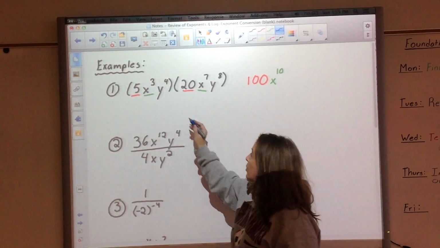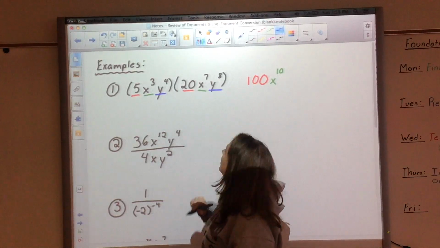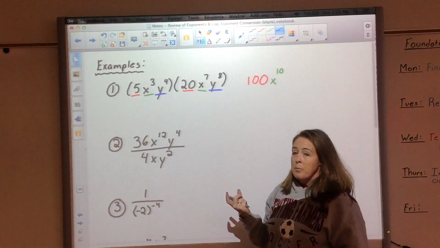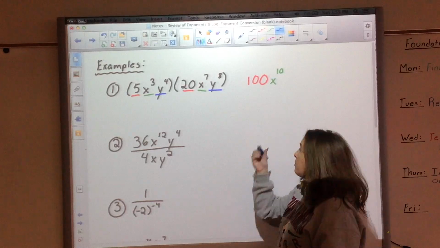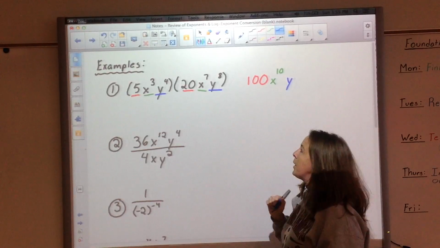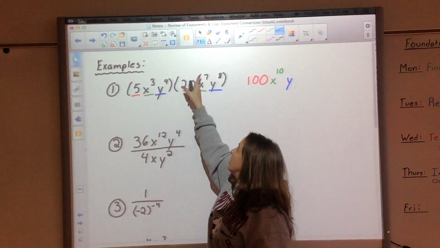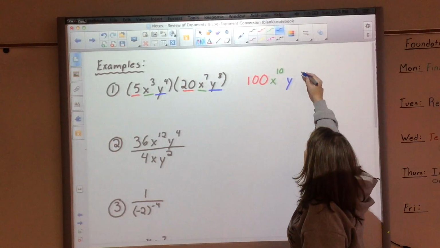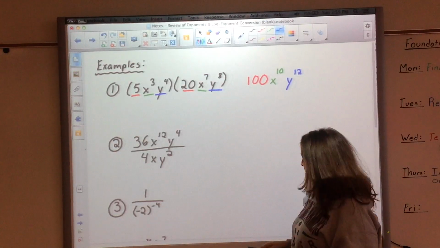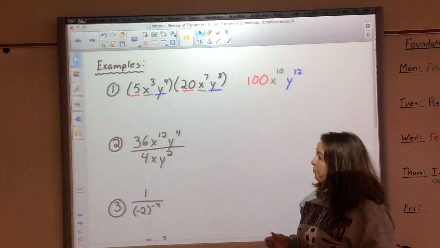Then I do the same thing for the y's. Y to the 4th times y to the 8th. Bases are the same, so I keep the base as y, but because this is multiplication, we add the exponents together, which gives us y to the 12th. And that's it for number 1.